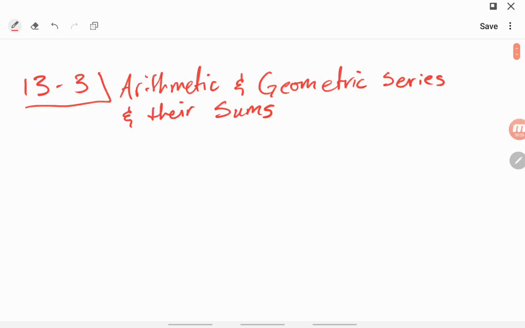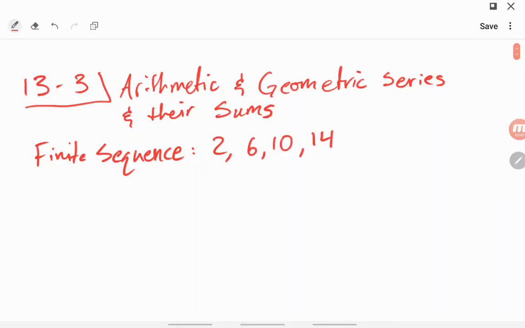But in mathematics, there is a distinct difference between these two. So we might have a finite sequence, and that sequence might be 2, 6, 10, 14. It's finite because it's got only 4 terms. There's an end to it. It seems to be arithmetic, because we have an increase of 4 from one number to the next.